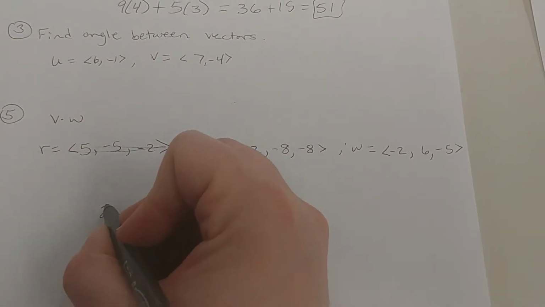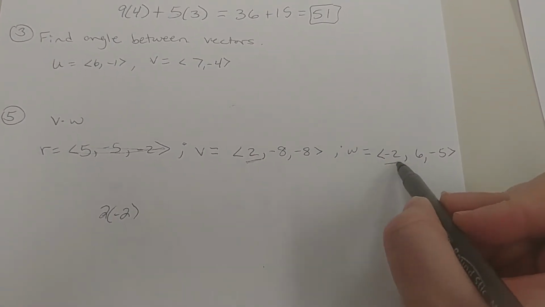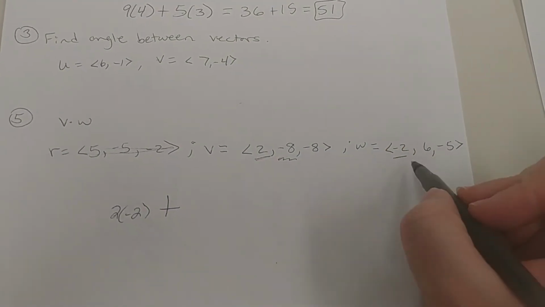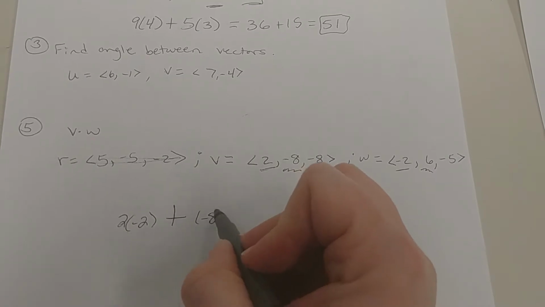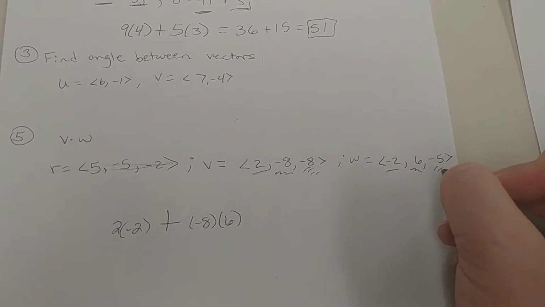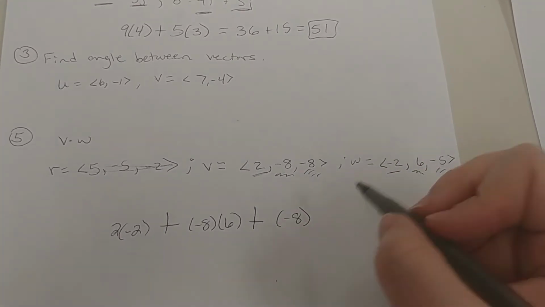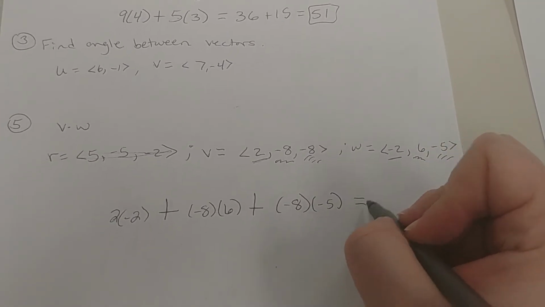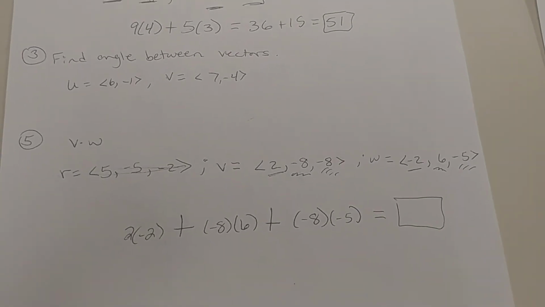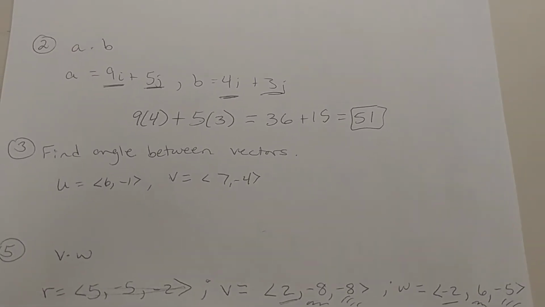So I do 2 times negative 2 with V times W. So there's 2, negative 2, multiply, plus next position, negative 8 times 6, and then I've got the last position, which is going to be plus a negative 8 times a negative 5. Then you simply put that in the calculator and you should get your answer for that vector multiplication. I'll let you do that, and then we will go and look at number 3.